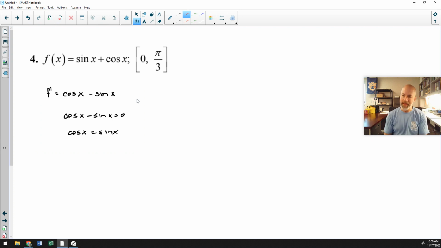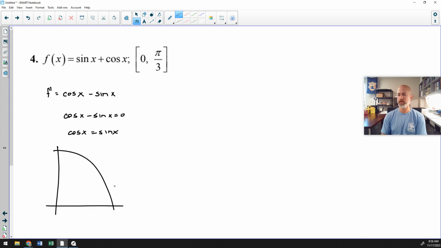However, solving it may be tricky for you because a lot of students just refuse to learn the unit circle and your common angles in that. We are on the interval 0 to pi over 3, so we're looking squarely in the first quadrant. 0 is here. Pi over 3 is your 60-degree angle up here. And we're looking for a place where cosine x minus sine x would equal 0. That is where they are the same, and that occurs at pi over 4. At pi over 4, the coordinates are √2/2 and √2/2.